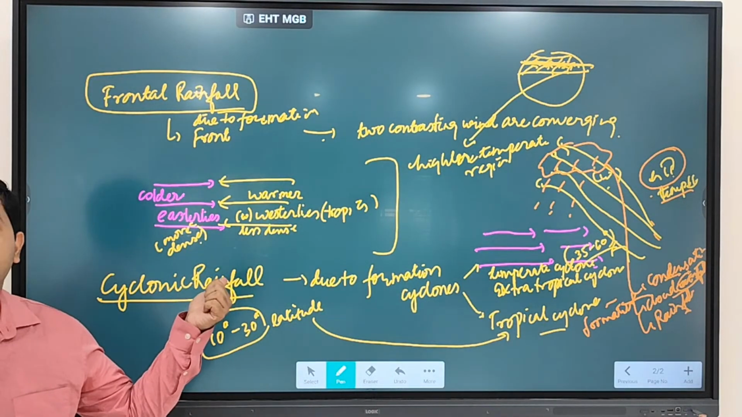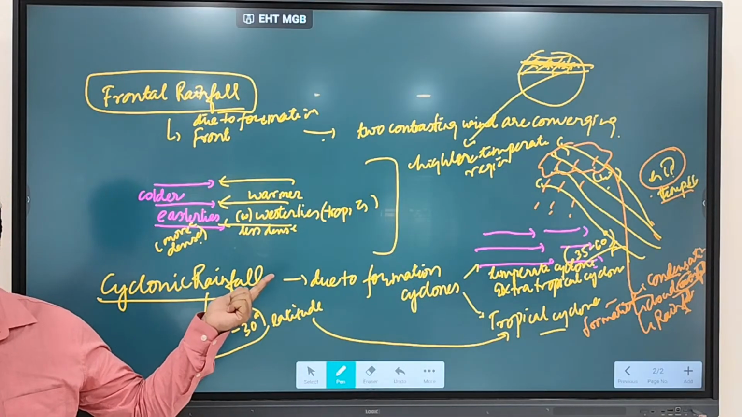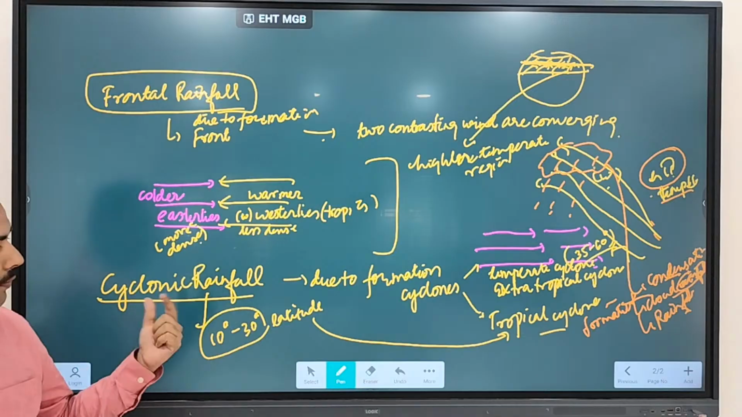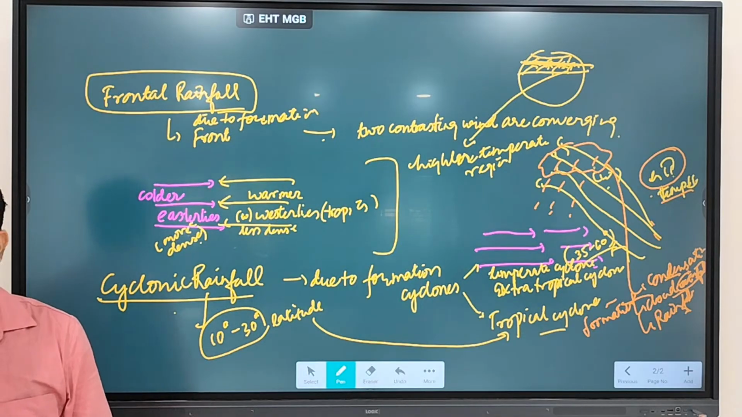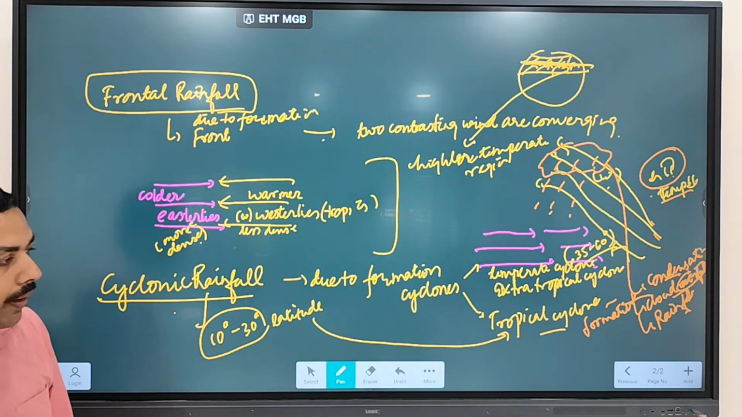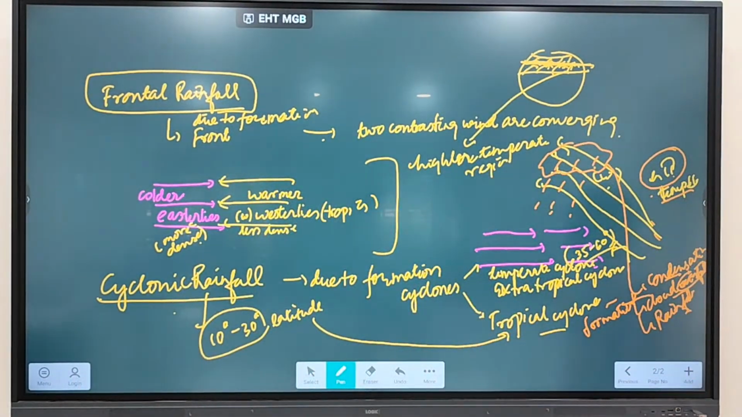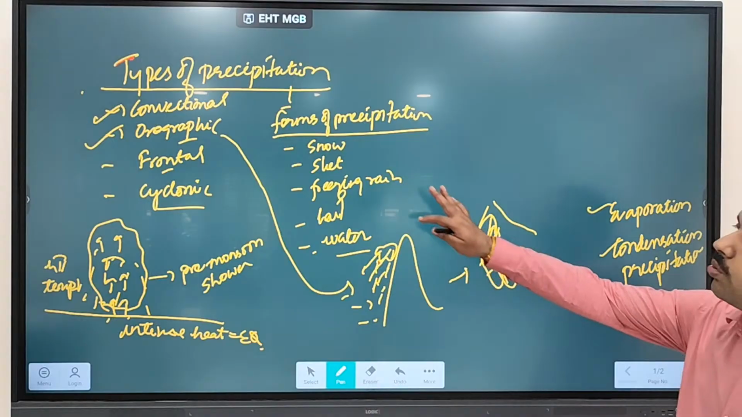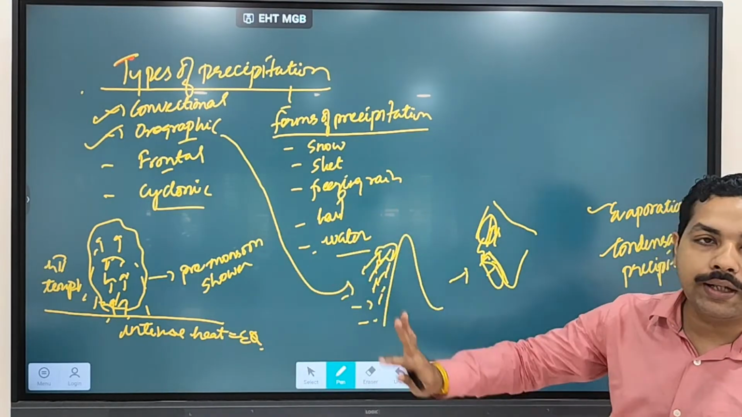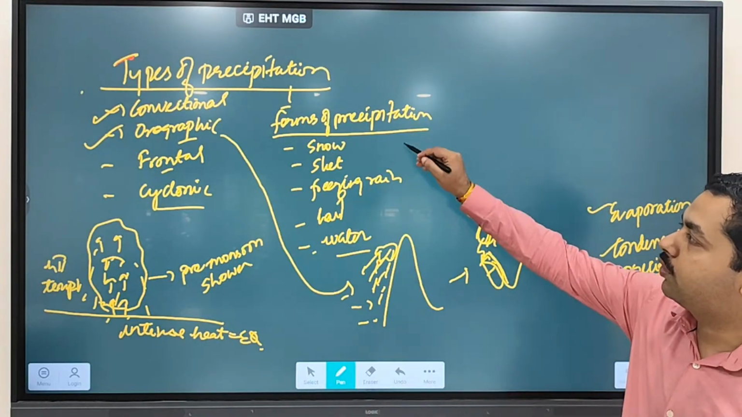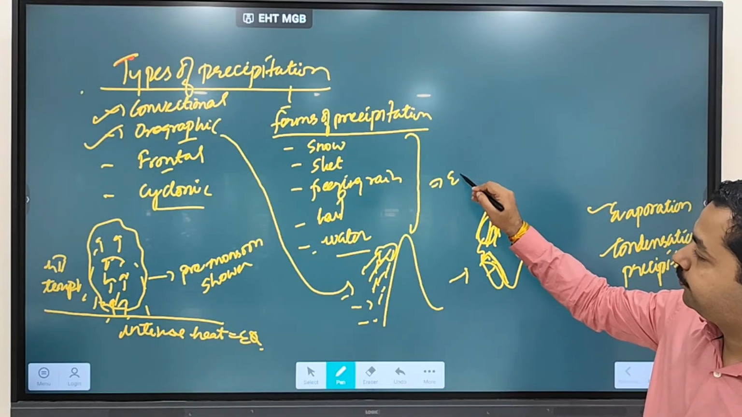One is due to convection, one is due to orographic, that is mountain, one is due to frontal, which is due to converging wind, and one due to formation of cyclones. Fine. Now we have written there are various forms of precipitation also, like snow, sleet, freezing rain, hail, and water. Clear? This rain can come in these forms onto the earth.